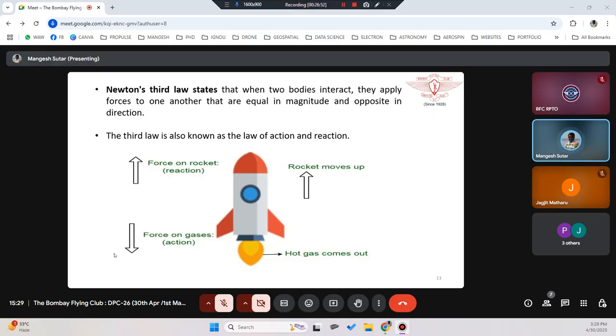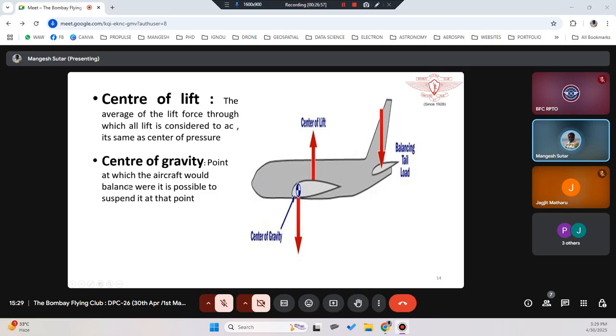Okay, so that's about the Bernoulli principle and Newton's third law. Okay, there is something called the center of lift. So center of lift is nothing but the average of the lift force through which all lift is considered to act. It's the same as center of pressure. Whereas center of gravity is the balance of the aeroplane or balance of the device. If you see the aeroplane, the center of gravity is always a little bit away or in front, considering the center of lift or center of pressure.